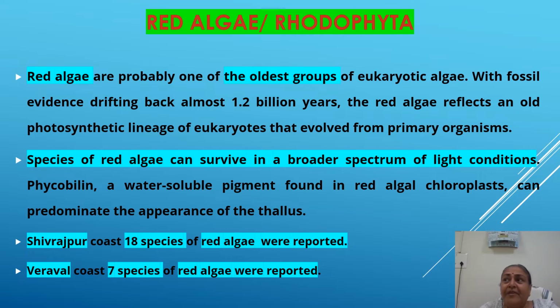But when we bring these algae to lab conditions, or when we preserve this algal group, then they lose their color due to the water-soluble pigments, and they are decolorized, and that is the peculiarity of this red group of algae. We have reported 18 species of red algae at Shivrajpur, and there are 7 species at the Algal Coast.